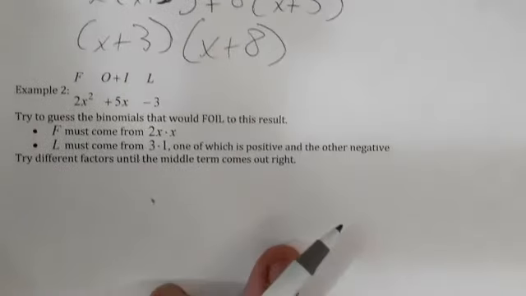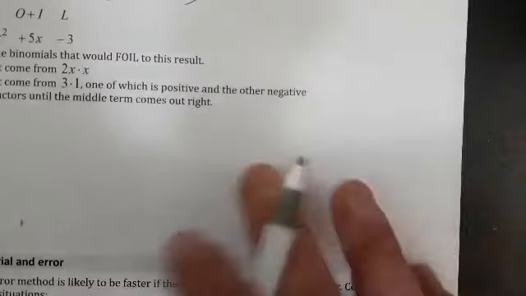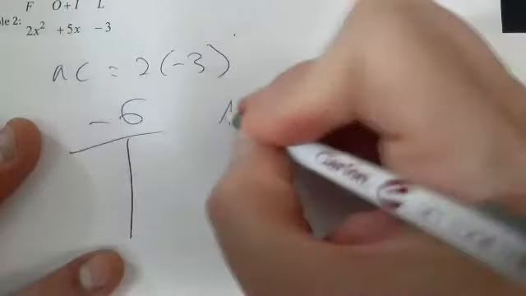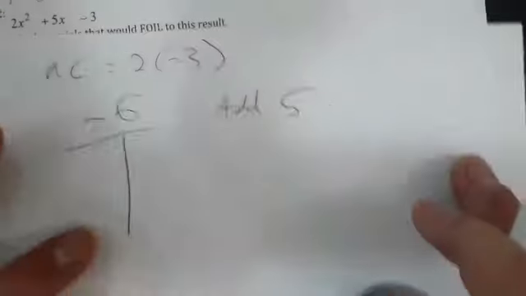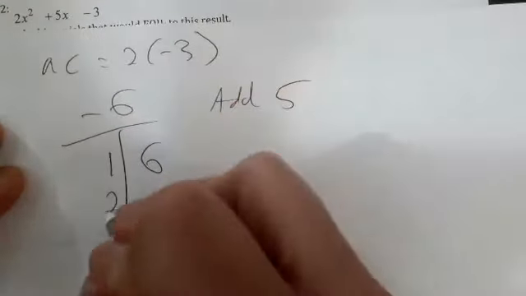Okay. So now we're looking at this one. We're looking at AC, A times C, is going to be 2 times a minus 3. So I'm looking at minus 6, and it has to add to B, which is minus 5. Here's 1, 6, 2, 3.